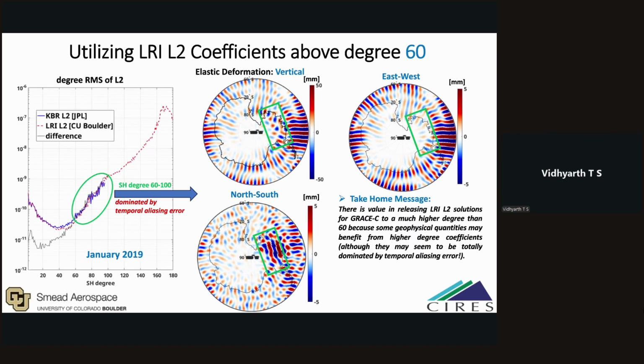So the take-home message for my talk is that there is value in releasing the LRI L2 solutions for GRACE-C to a much higher degree than 60, because some geophysical quantities such as the north-south vertical elastic deformation may benefit from those higher degree coefficients, although they may seem to be totally dominated by the temporal aliasing error when you look at the degree RMS. And the maximum degree of LRI L2 should be greater than 150, and therefore I believe it might be a good idea to release the LRI data for GRACE-C with a 1 second sampling rate, which is basically what we had for the GOCE gradiometry data.